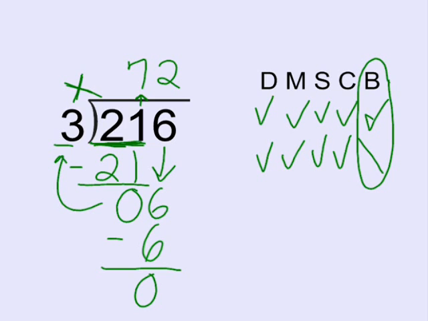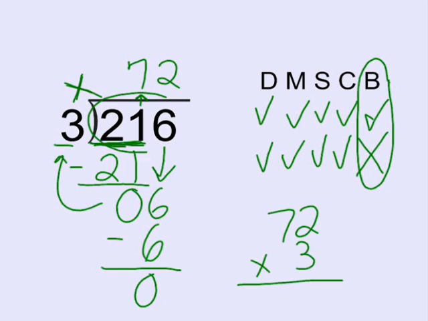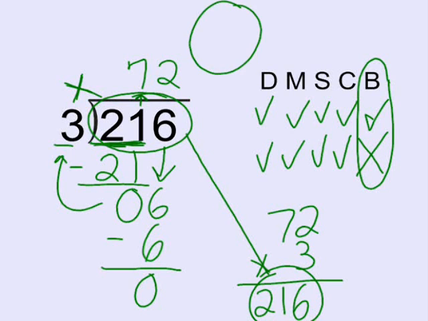There's nothing left to bring down, so I can put an X on my bring down column, and I know I finished my problem. So let's check our answer. The quotient, 72, times 3, should equal 216. Let's see. 3 times 2 is 6. 3 times 7 is 21. So 216, 216. I got it correct.